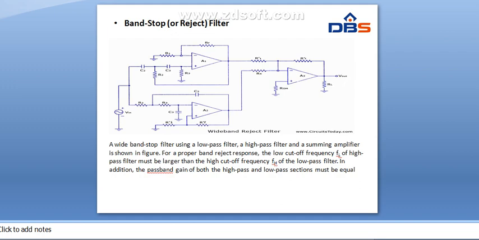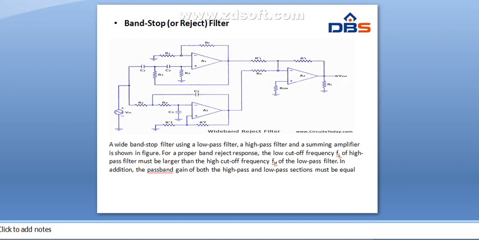And next one is band stop or band reject filter. A wide band stop filter using a low pass filter, a high pass filter and a summing amplifier. So see the circuit diagram. It is a band stop or band reject filter. It consists of a low pass filter, a high pass filter and a summing amplifier. So the output of these two are given to the summing amplifier.